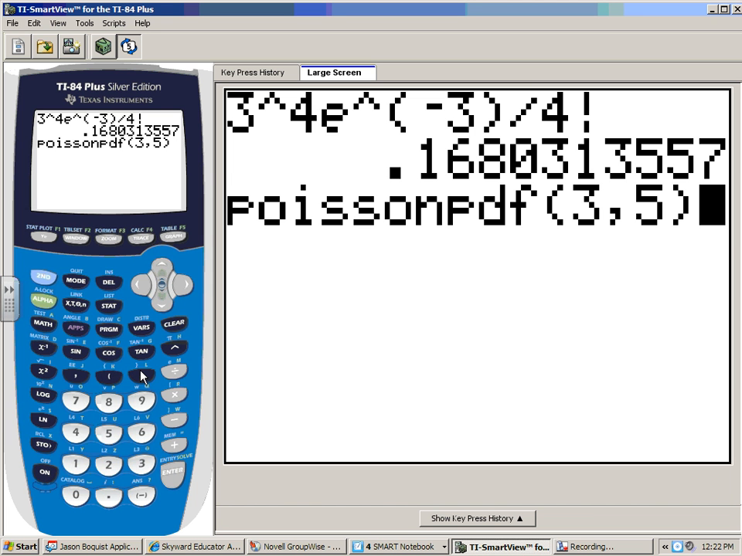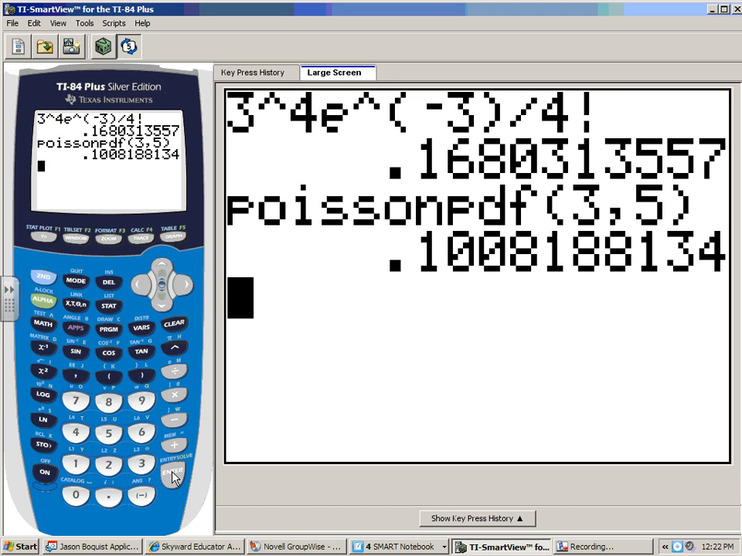Well, 16.8% for that top one. Should it be less or more? Why less? Further from the mean, right? We have to distribute all those values, and it's further from the mean. And I'd say that's believable, huh? Got less, right?